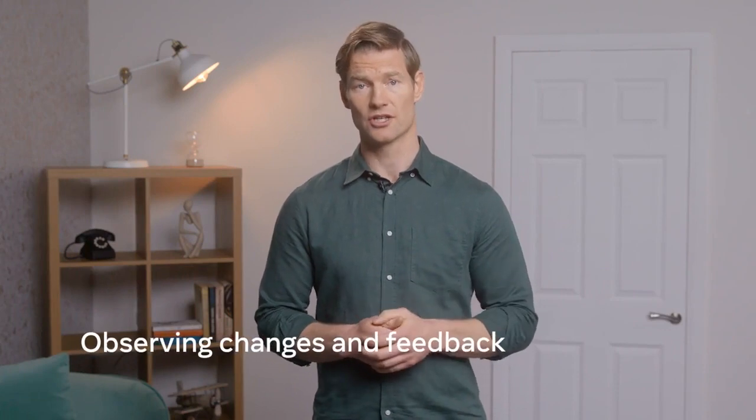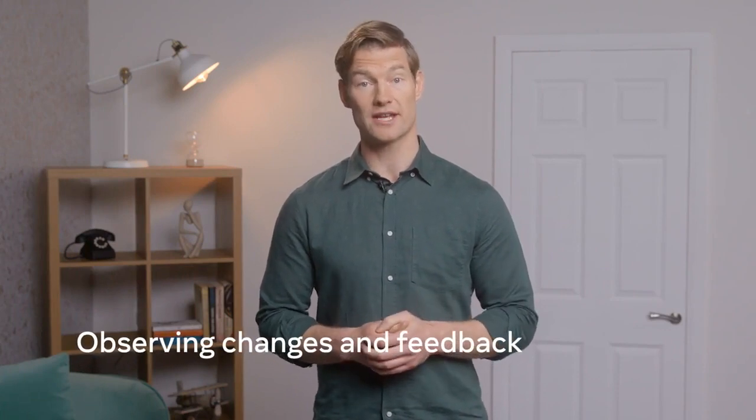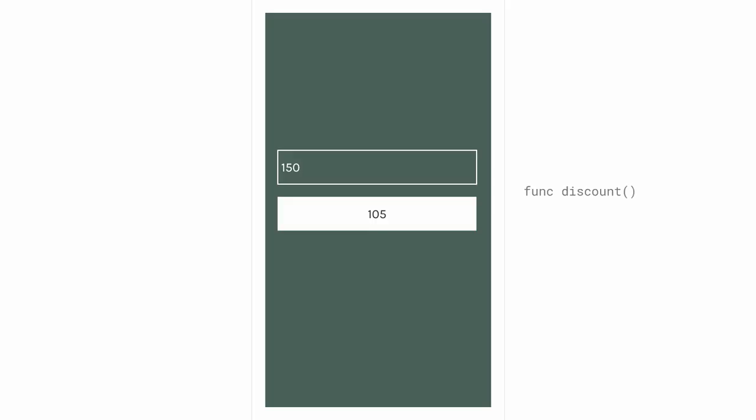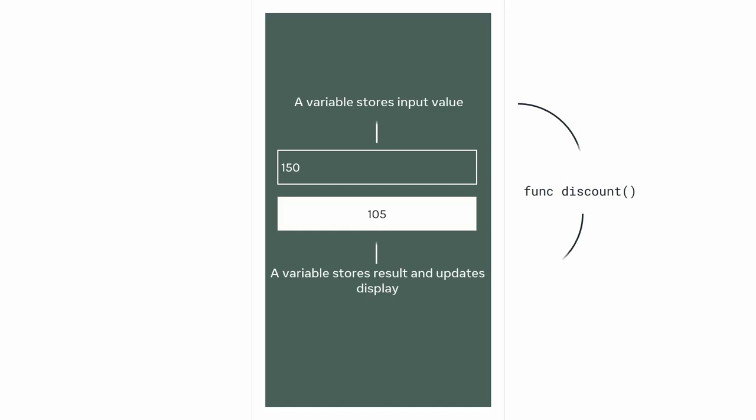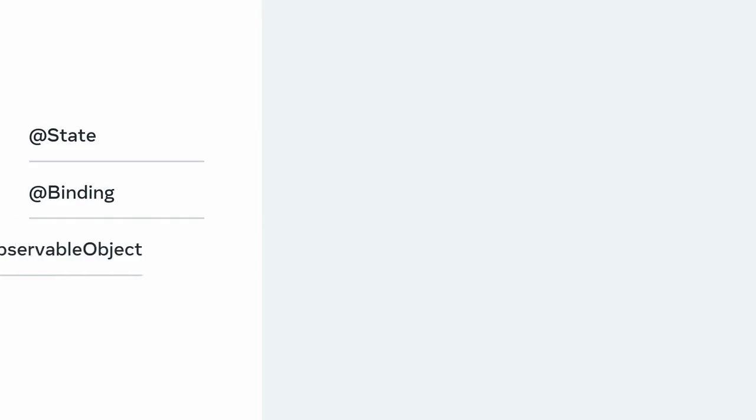In the third lesson, you learned how to create variables that can be created in views, observed, and communicate updates or changes. You explored this using the example of an app where a value is typed in a text field and a discounted amount is displayed in the text element, using a function to calculate the discount and variables to store the input value and final result. You learned about the property wrappers, state, and binding, as well as the observable object element and observed object wrapper, which work to observe and react to variable changes in different situations.